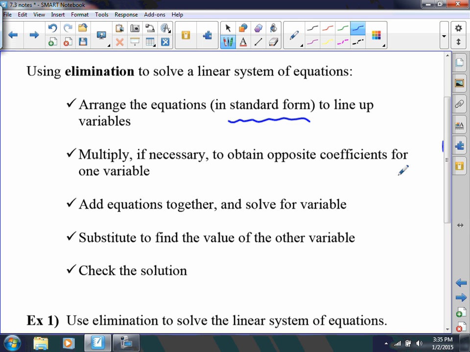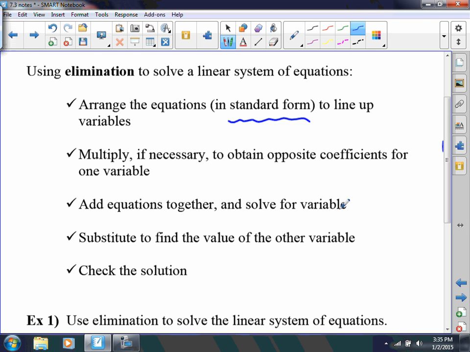The thing we want to look for in elimination is that you have the same variable with the same number, but with opposite signs. So you want like a 5x and a negative 5x. And if you don't have that, you might have to multiply one or both of the equations by something to get that to happen. Now, once that happens, then you just add up the columns, you add the equations together, and then you solve for the variable.